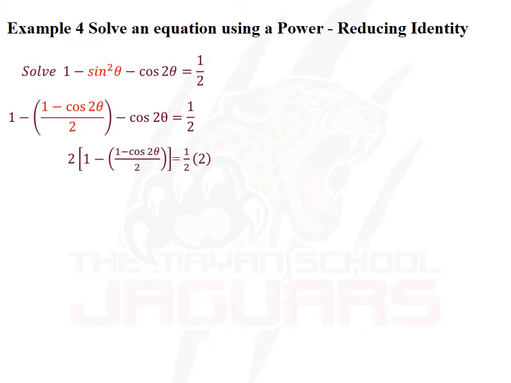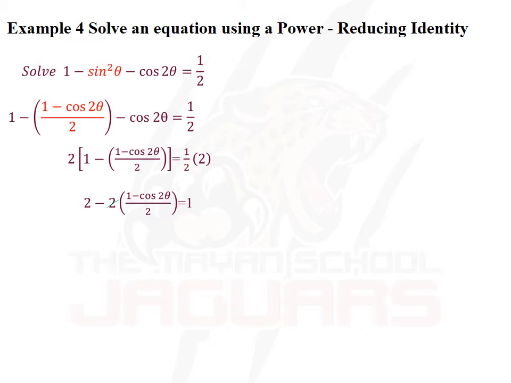Then I notice that I have denominators on both sides, and the denominator in common is 2. To clear out these denominators, I multiply everything by 2. So I multiply the left side by 2 and the right side by 2. When I simplify this expression, I use the distributive property. 2 times 1 is 2, and I multiply 2 by the 1 inside of the brackets, so 2 times 1 is 2. Minus 2 times the expression in parentheses, (1 minus cosine of 2 theta) over 2, I just leave it indicated at this point. Equals, and on the right side, 1/2 times 2 is 1.